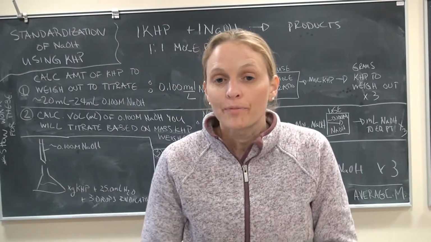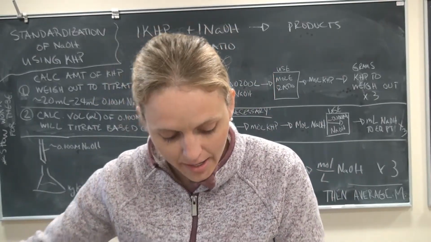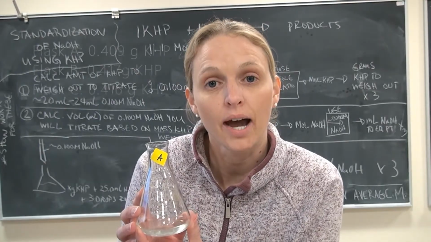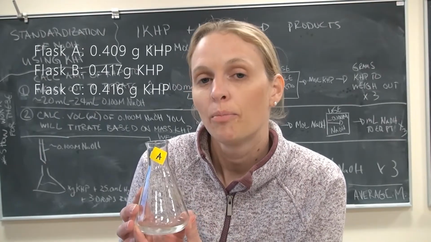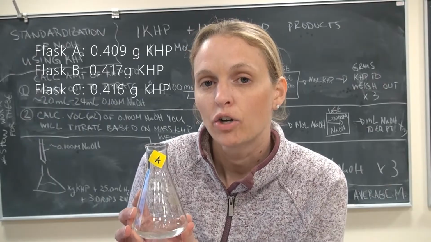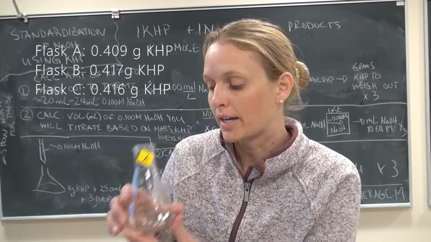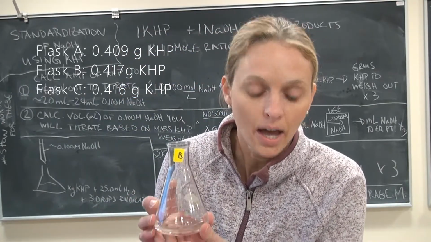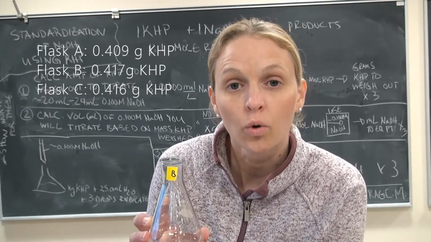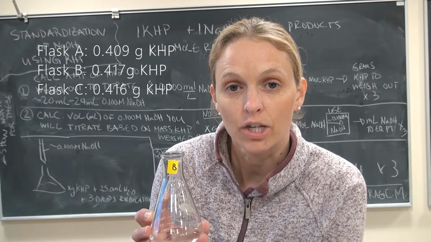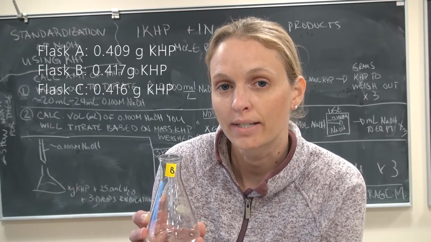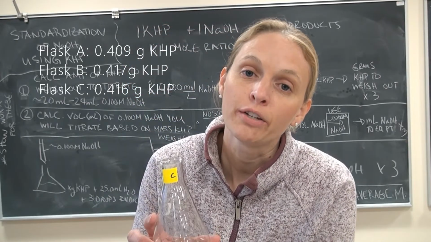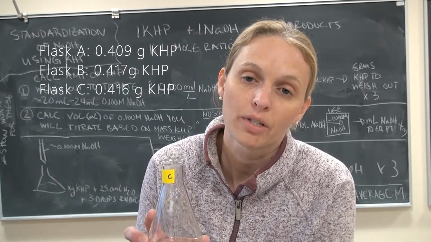Okay? All right, so for flask A, I put in 0.409 grams of KHP. Go ahead and write that down off the balance. For flask B, I put in 0.417 grams of KHP. And flask 3, I have 0.416 grams of KHP.